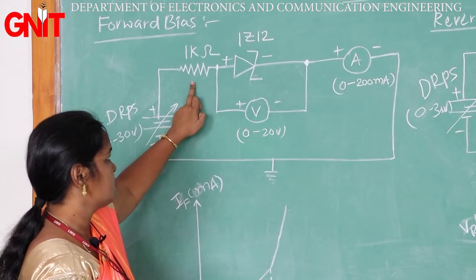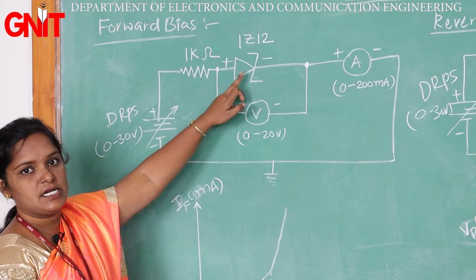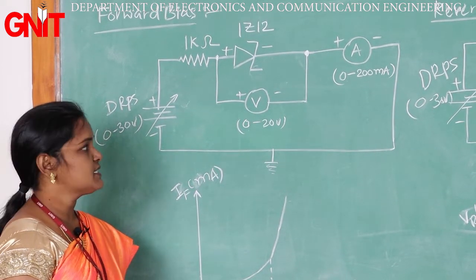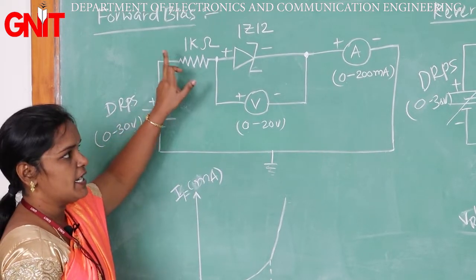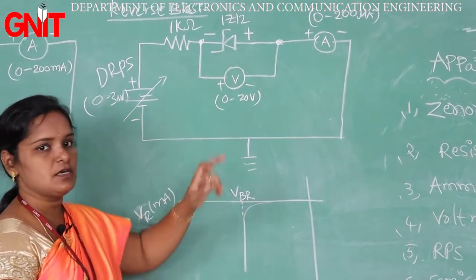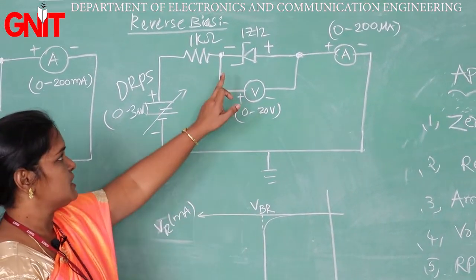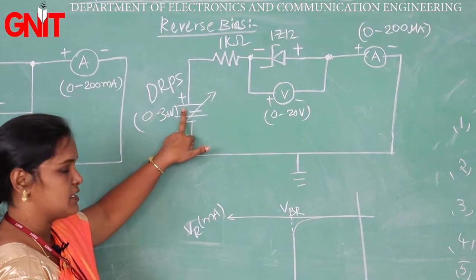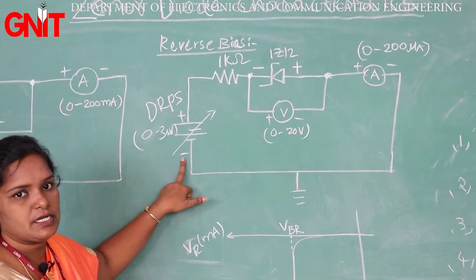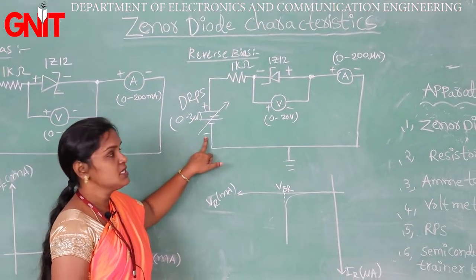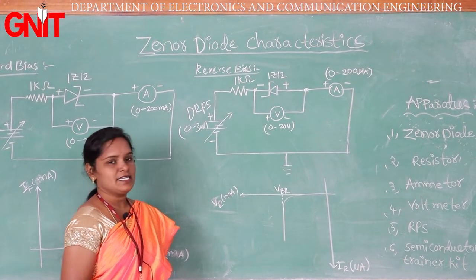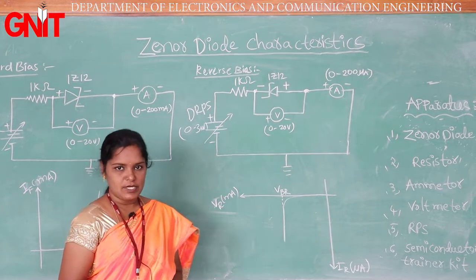Here I am using this resistor of 1 kilo ohm to protect this diode from the sudden fluctuations from the external voltage. So this is the construction for forward bias, and similarly we can do the construction for reverse bias by simply interchanging the terminals of the diode. If I connect the negative terminal of the diode to the positive terminal of the external voltage and the positive terminal of the diode to the negative terminal of the external voltage, we call this construction reverse bias. So by using these circuit diagram connections, let us do the experiment.